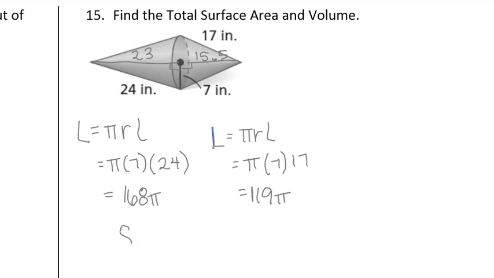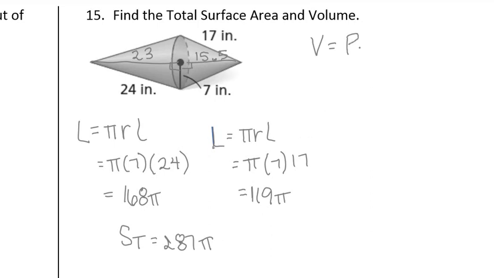So my total surface area will be the sum of these two. We're not including the area of the base here because it's not on the surface. So 119 plus 168 is equal to 287 pi. So you don't have to leave it in terms of pi. You can leave it as a decimal form if you want. Just multiply by pi. Now we're going to do volume.